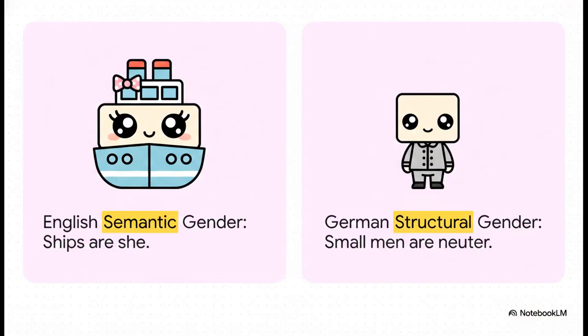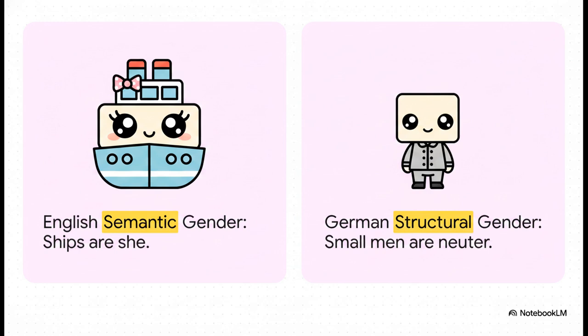But then we hit gender, and honestly things get a little weird. English relies mostly on semantic gender. That just means the grammatical gender usually matches the actual, real-world sex of the thing you're talking about, with a few odd exceptions, like how we affectionately call ships she.